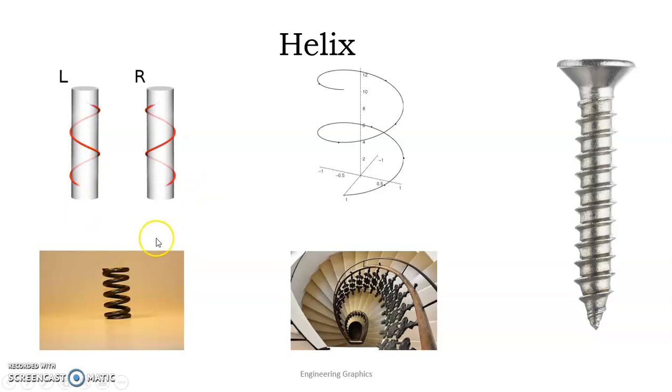Then a few applications of helix. This is the first application which we can see: a helical coil spring. This is a mechanical spring used in various machine components. The second is the helical staircase, and third is the thread profile of a screw. If we follow the thread profile of a screw, again it is a helical shape. So these are a few applications where the helix is used.